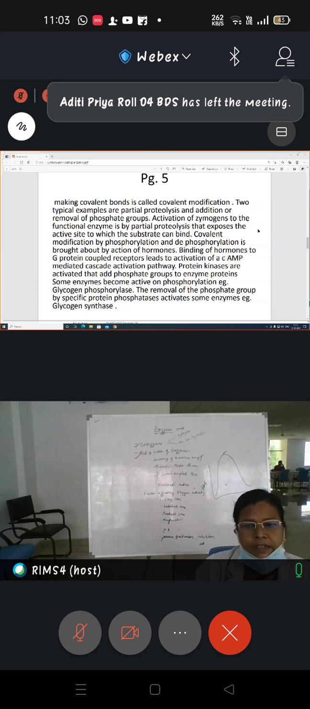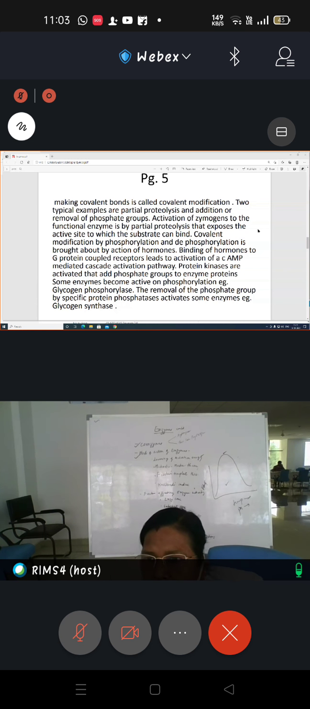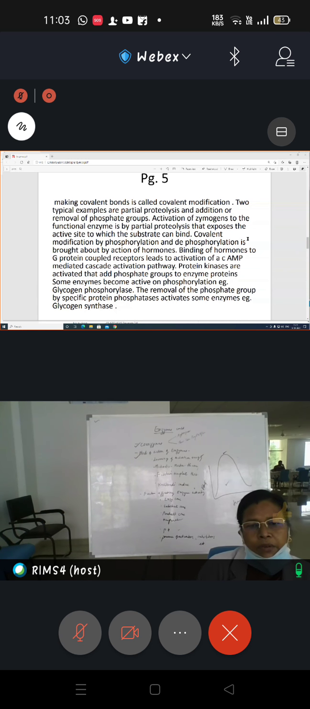So we have completed the factors affecting enzyme activity. Any problem? You can ask questions. No problem? So we will continue with this in the next class. I think we should go into the regulation of enzyme activity, or we will see what we can go into. Any problems? You can ask.